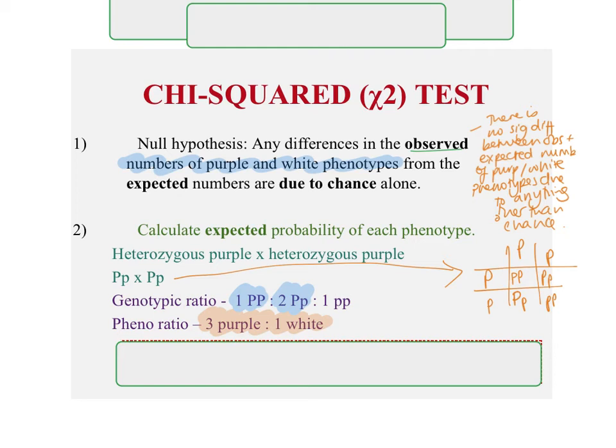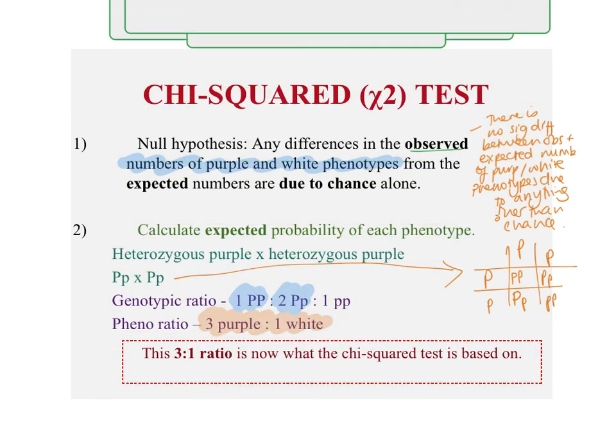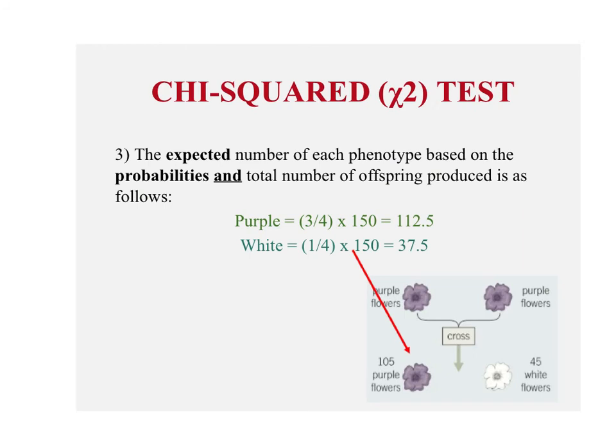Now we need to figure out how many offspring are going to be purple in that 3 to 1 ratio. So we're then going to have a look at how to calculate the number of offspring that you expect to see from that ratio. So in the stem of the question anyway, it told us that we have got 105 purple flowers and 45 white flowers. And that gives us a total offspring number of 150. Okay, so that's the number that we're working with.